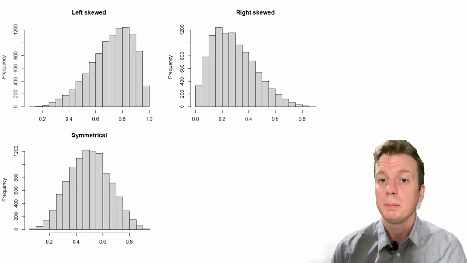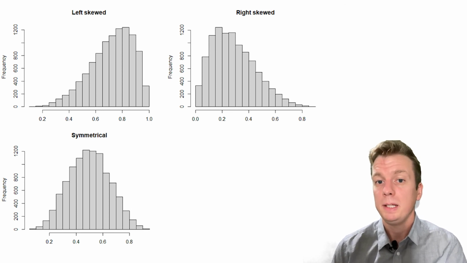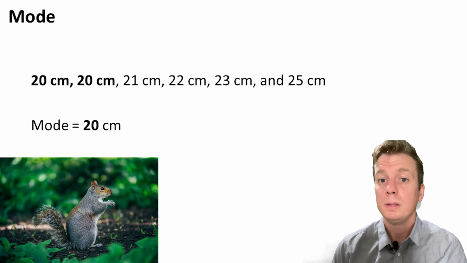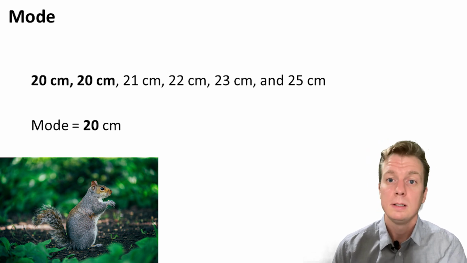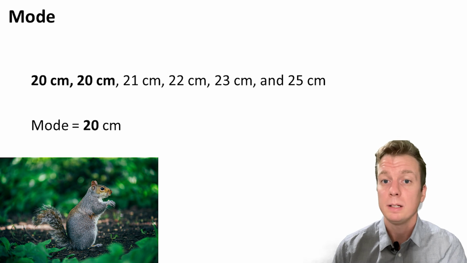Take a look at these 3 plots. If the mean is on the right of the median, the data are right skewed. If the mean is on the left of the median, the data are left skewed. If the data are symmetrical, then mean and median are equal. The mode is the most common observation. In our squirrel tail data, the mode is 20 centimeters. The mode is also the highest point on a histogram.